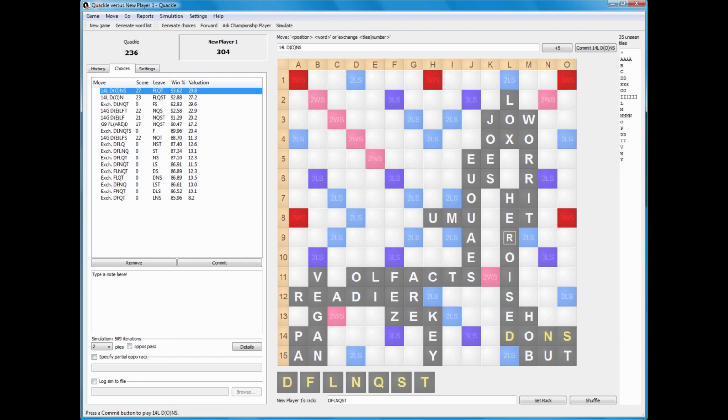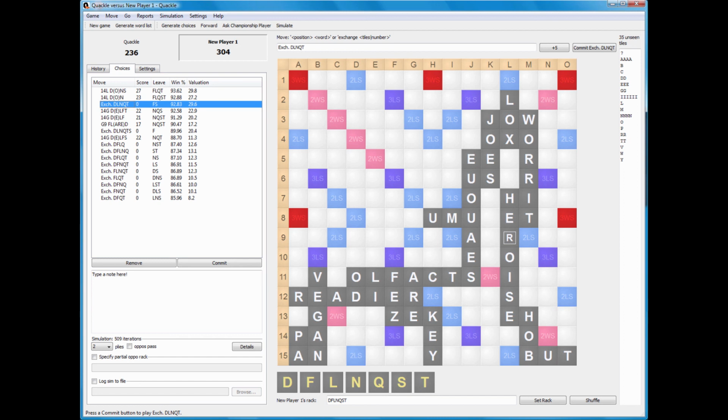I didn't see this move in game time. I hope if I had seen it I would have recognized its merits, but it's interesting to see that it came top. Now, the other point I wanted to make about using Quackle in general is that this change, keeping FS, was not in the original list. It had to be added.